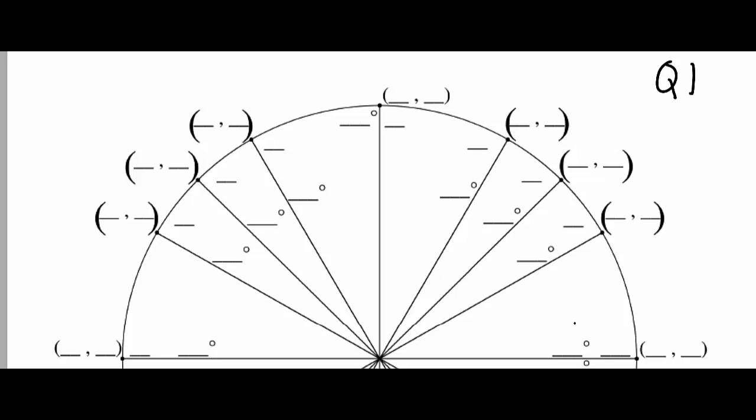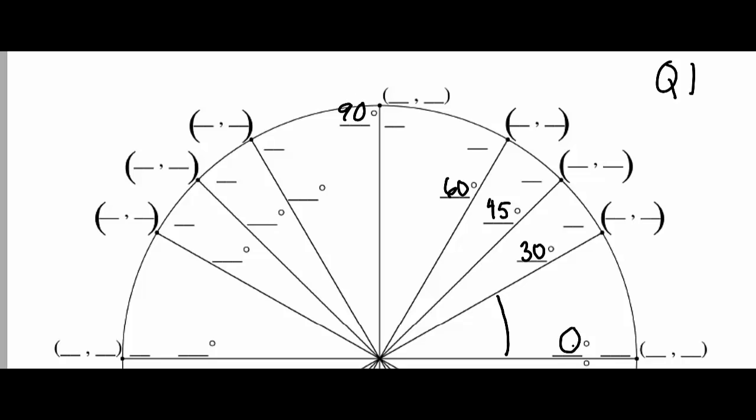and let's label the degree measures first. So starting at 0 degrees, and here we have a measure of 30 degrees. So from here to here, 30 degrees. Here we have 45 degrees, 60 degrees, and then 90 degrees.